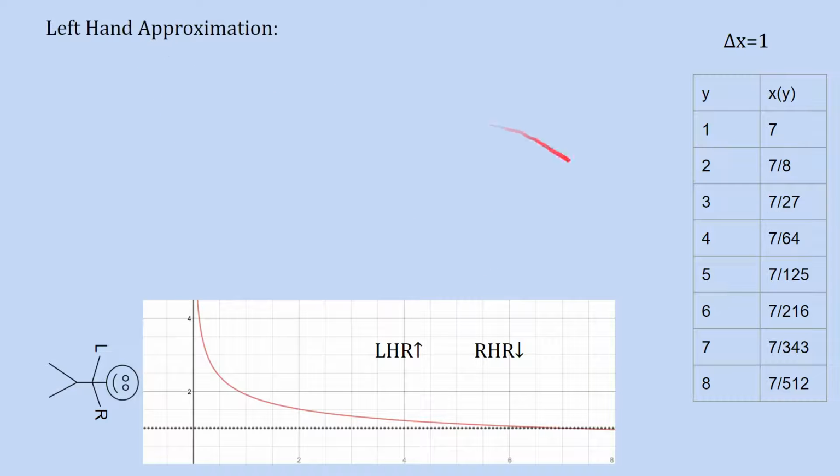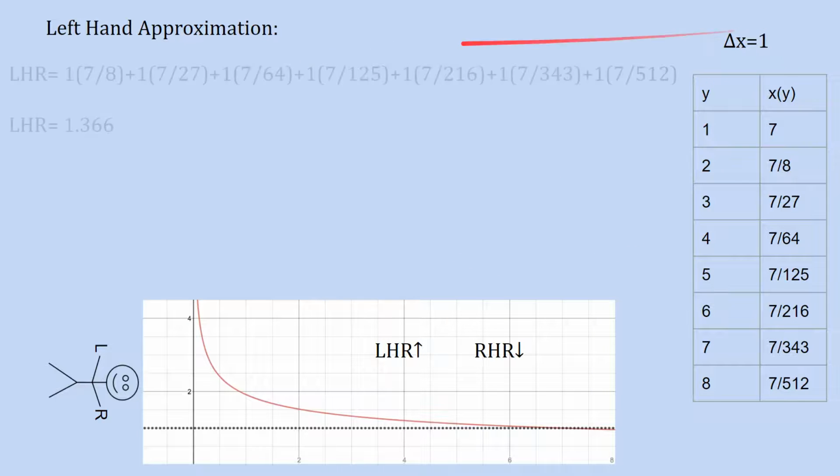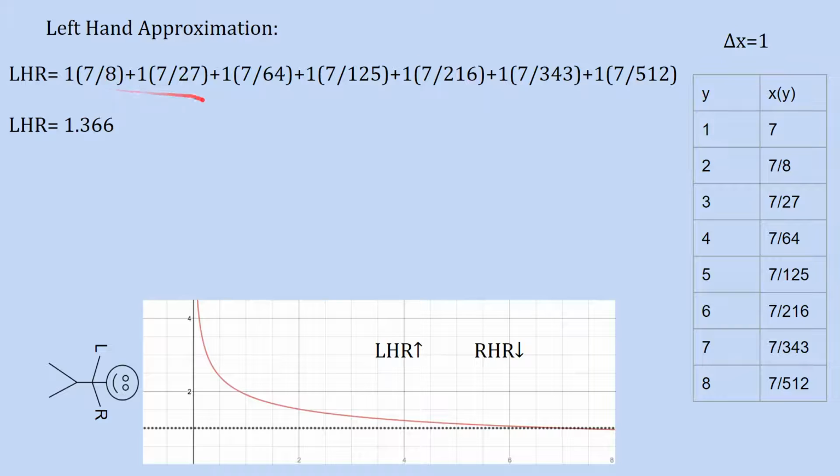And so we'll start with the left-hand approximation, and we'll be using delta x is 1, keep in mind. So 1 times, and then our greater y value, we'll start with 2 because that's the bigger one, and the x of 2 is 7/8. So we do this so on until we add all of them up, and we have 7 of these rectangles that we created, and that sums up to 1.366 for our left-hand approximation.